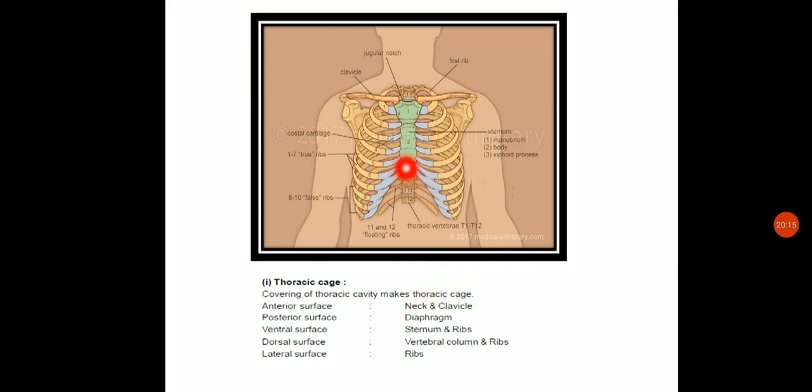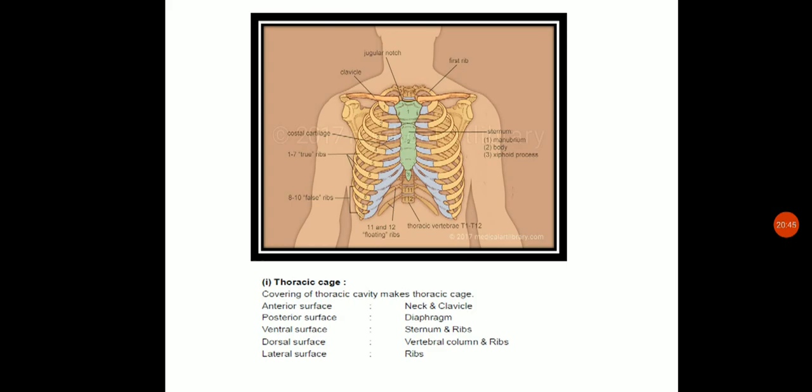The ventral surface, the part towards the chest, consists of the sternum and the ribs. This flat bone present over here is the sternum, and these semicircular rings are called ribs. The dorsal surface, at the back side, has the vertebral column and the ribs, while on both lateral sides we have the ribs.